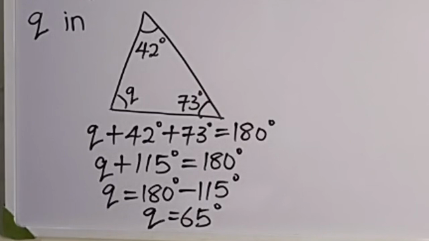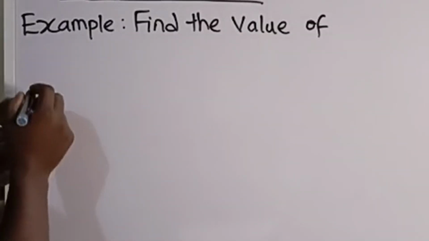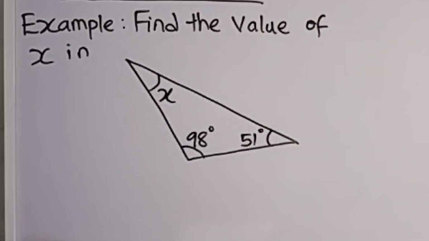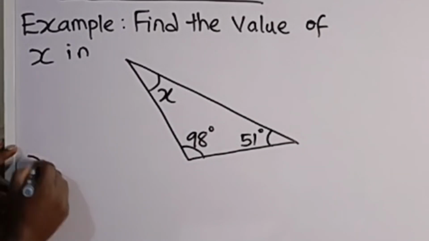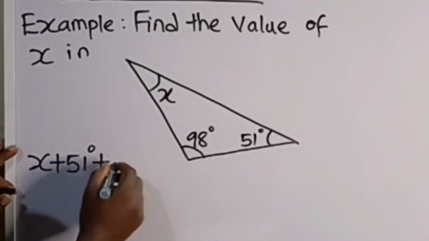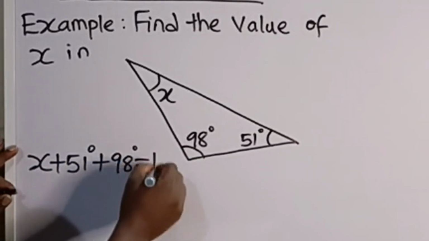So let's look at another example. Here we are expected to find the value of x in this triangle here. We know that the sum of angles in a triangle is equal to 180 degrees. Therefore, when we add these three angles, we are expected to get 180 degrees. So x plus 51 degrees plus 98 degrees is equal to 180 degrees.